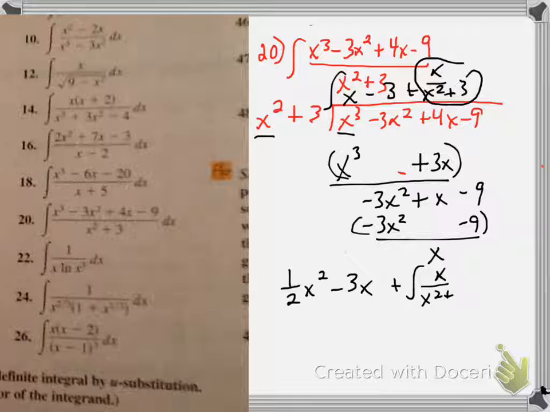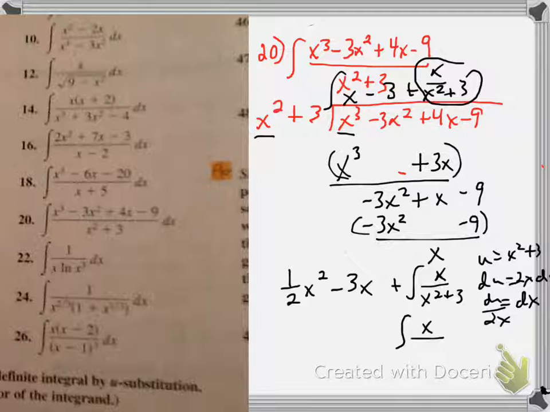you could do this as a u substitution. Let u equal x squared plus 3. du equals 2x dx, so dx equals du over 2x. In other words, we're going to be dividing by 2. So we have x over u and du over 2x. The x's will cancel out, so we end up with 1/2 integral of 1 over u du.